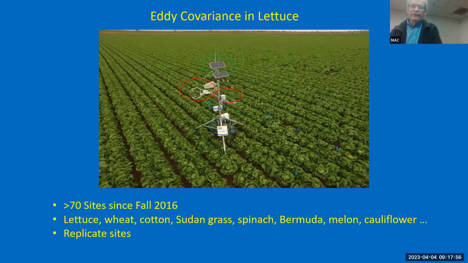This is a lettuce deployment in 2017. In Yuma, we've deployed over 70 sites. In fact, I think we've deployed over 90 sites to date. And we've looked at many, many fields. This wouldn't be possible with other techniques.